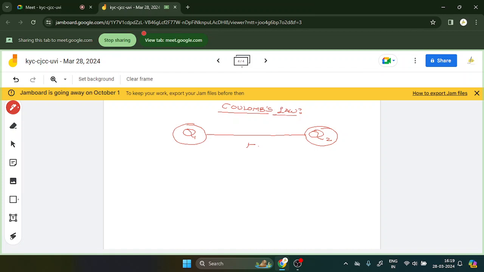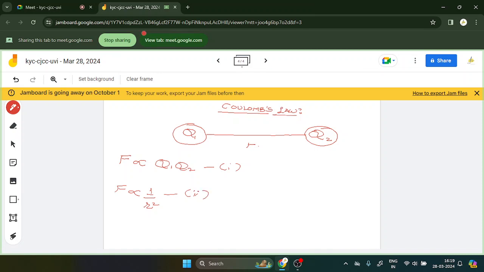According to Coulomb's law, the force acting between these two charges will be directly proportional to the product of the two charges, Q1 and Q2. Because both of these are positive, they will be repulsive in nature. They will be repelling each other, not attracting. This is equation number one, and it is inversely proportional to the square of the distance between them. So this is equation number two.